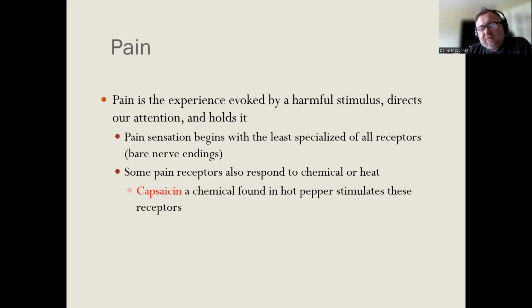sensation. We can talk about what's referred to as the valence of a sensation. Valence refers to whether we attach a positive or negative value to a particular stimulus. And pain in particular, of course, has a strong negative valence, but it also is very salient. And that means it captures our attention and it holds our attention.